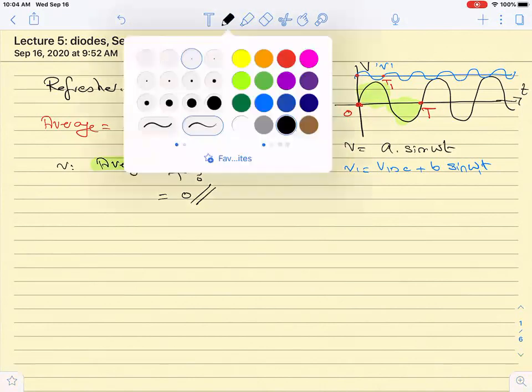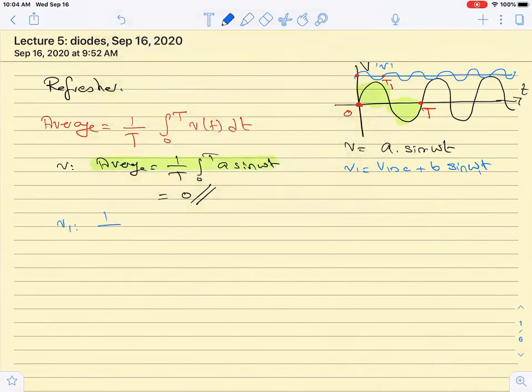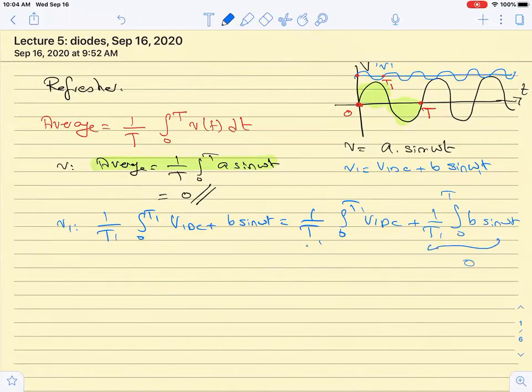Now the blue curve has a DC shift, right? So for the blue curve, how do we handle this? For V1, I'm going to say 1 over T1 integral between 0 and T1 of the two components, V1 DC plus b sine omega t. I can split the integral into two. So this becomes V1 DC plus 1 over T1 integral between 0 and T of b sine omega t. This component will be 0, so what remains is the DC component, which comes out as V1 DC. This is because we took the integration over the whole period, from 0 to T. Now if it goes to T1, the integration is incomplete, not over the whole period.